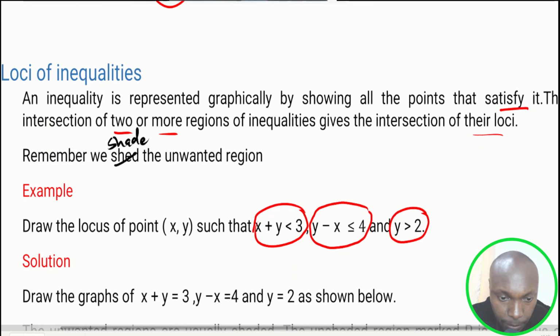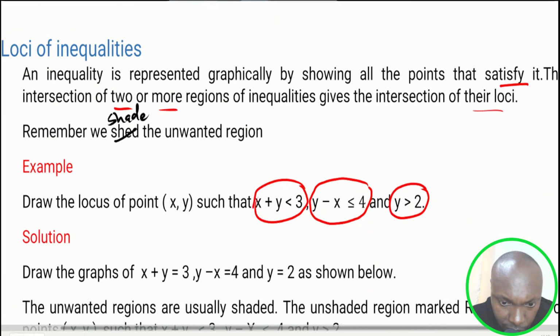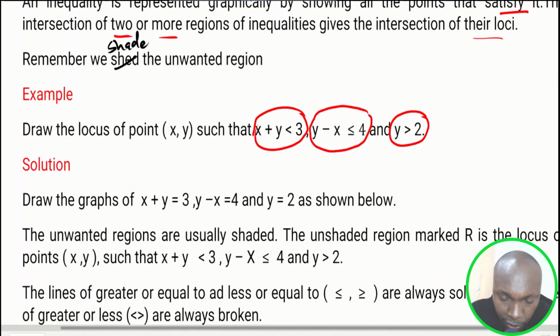What you're supposed to do here is draw the graphs of each of these inequalities, and we've done this in the previous chapter. If you've forgotten how to draw the graphs of inequalities, just go back and do a bit of a recap. First, draw the graph of x plus y equals 3. You draw it the normal way you draw the graph of a straight line: get 3 points, and then plot the points. You just need at least 2 or 3 points to do that.